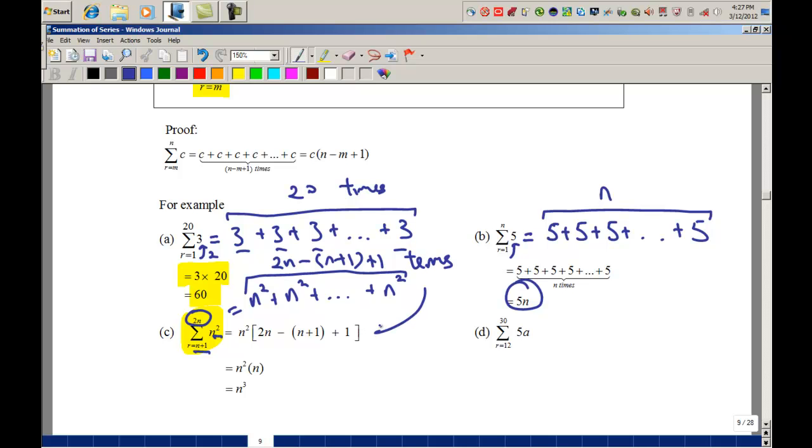So that's why you see this line. n squared multiplied by the number of terms. So you get n squared times n, which is n cubed. Done. Can you try D on your own?